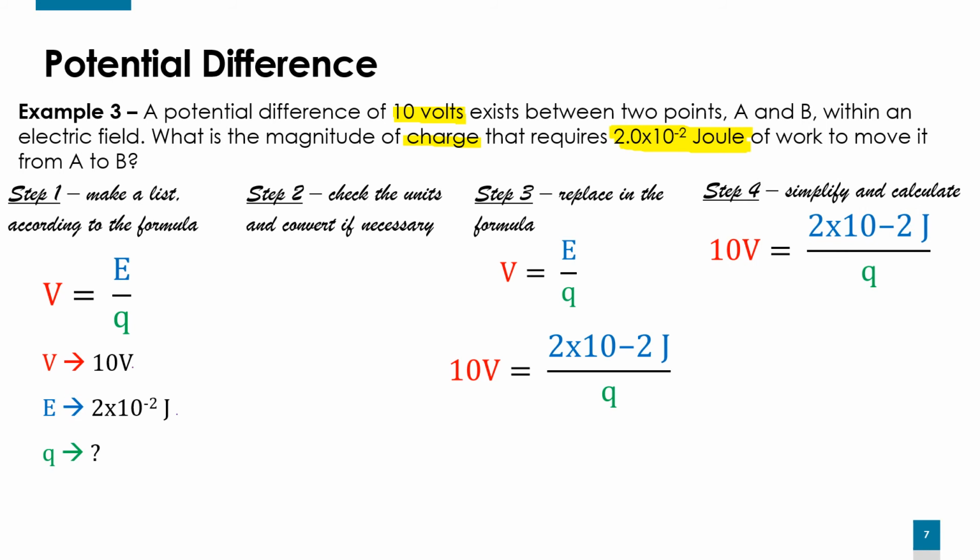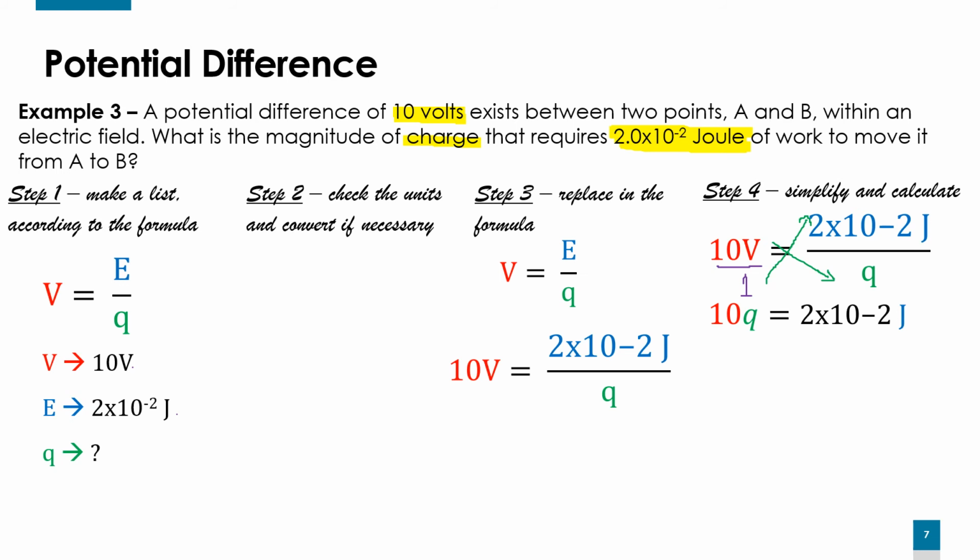Now simplify and calculate. How can I simplify this one? The first step is cross multiplication. I'm going to put a 1 here. This one times this one, this one times this one. I'm going to multiply the charge first because I want to make this easier to calculate. So 10Q is equal to 2 times 10 to the power of minus 2.